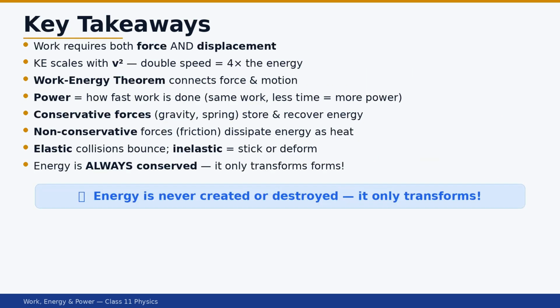Let's recap the key takeaways. Work requires both force and displacement. Kinetic energy scales with the square of velocity. The work-energy theorem connects force and motion. Power measures how fast work is done. Conservative forces like gravity store and recover energy, while non-conservative forces like friction dissipate it. In elastic collisions, objects bounce. In inelastic ones, they stick or deform. And remember, energy is never created or destroyed. It only transforms from one form to another.